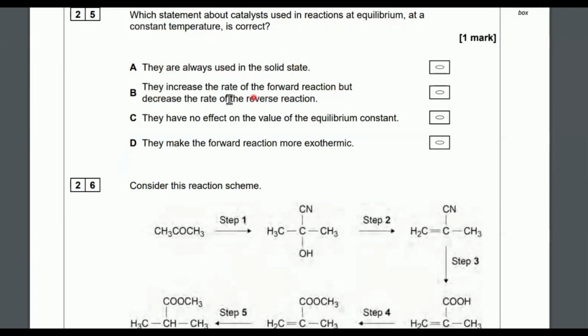They increase the rate of the forward reaction, but decrease. No, they don't do that. That would interrupt the equilibrium. They have no effect on the value of the equilibrium constant. They make the forward reaction more exothermic. No, these are all garbage. The answer here is C.